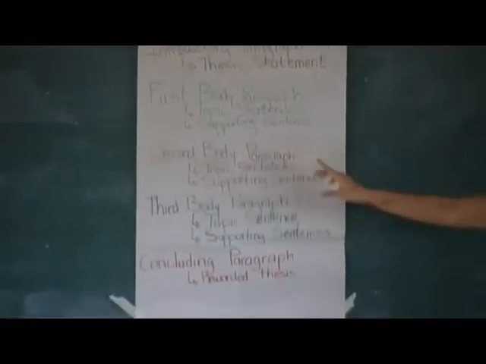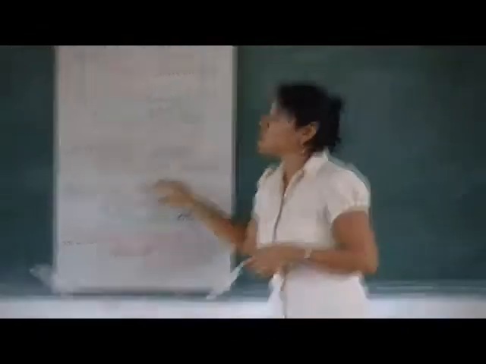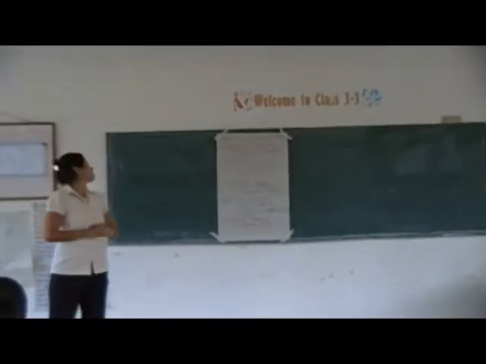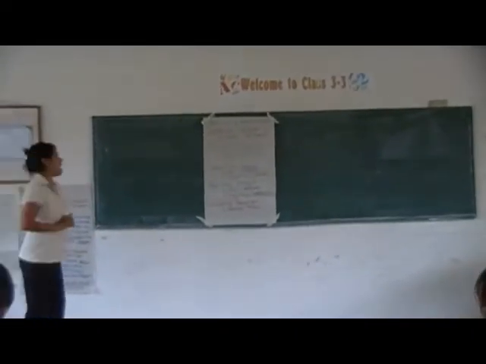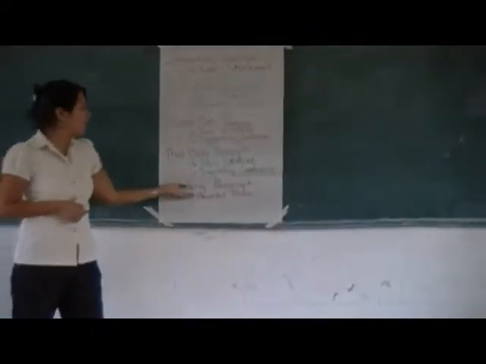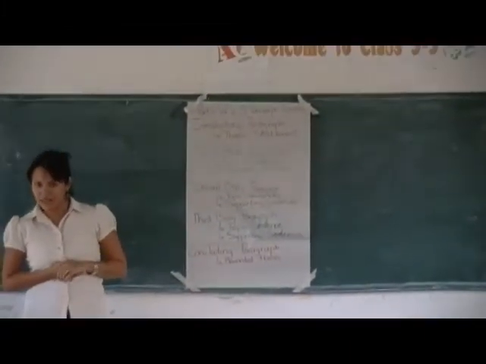Second body paragraph. And in this one, again, you will also have a topic sentence. You will also have supporting sentences. And you have your third body paragraph, which again you will find what? Topic sentence and supporting sentences. Exactly. And then how do we end? A concluding paragraph, where you will reword your thesis.